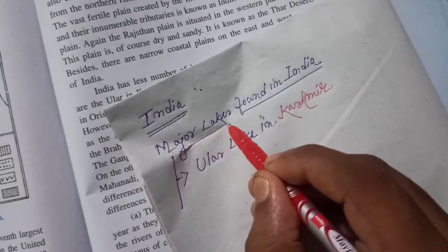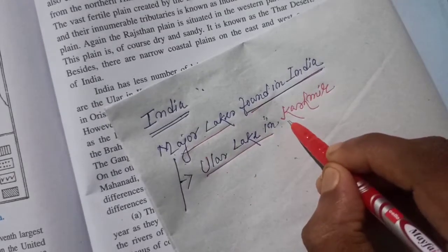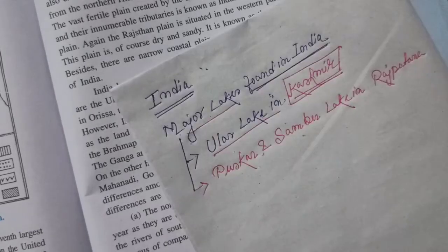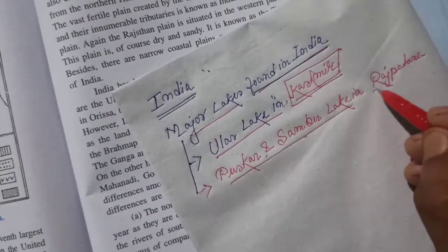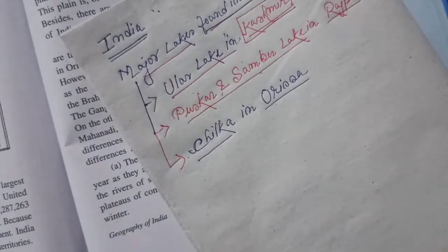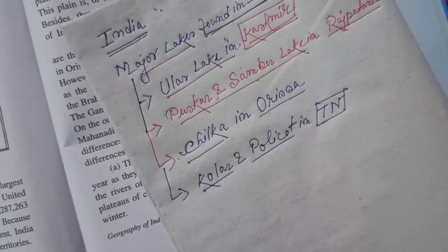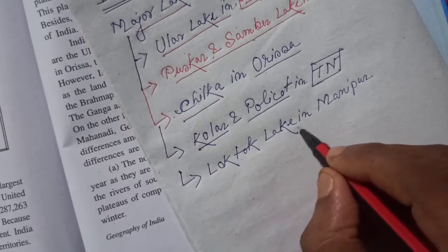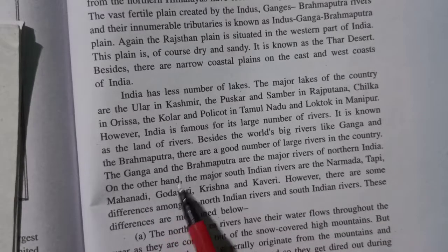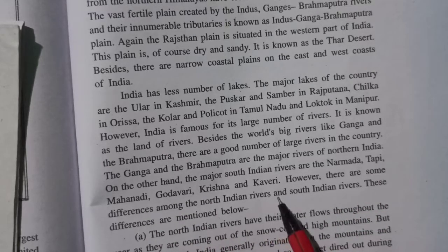Now see, the major lakes found in India are: number 1, Ular Lake, which is in Jammu and Kashmir. You can say it is in Kashmir. And then Pushkar and Sambar Lake in Rajputana, Chilika Lake in Odisha, Kolar and Pulicat Lake in Tamil Nadu, Loktak Lake in Manipur. Now see, Ganga and Brahmaputra are the major rivers of North India. Other than Ganga and Brahmaputra, the South Indian rivers are Narmada, Tapi, Mahanadi, Godavari, Krishna and Kaveri.